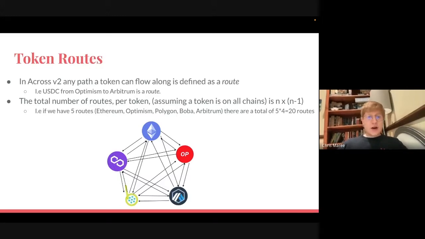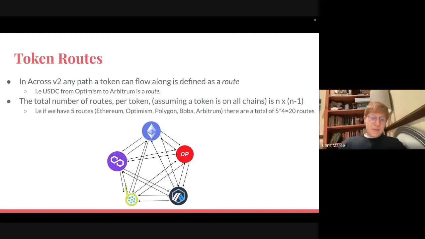So in Across v2, tokens flow across what we call a route. A route is an origin to a destination, and depending on where you're sitting, that can change. If I'm on Optimism, everything else is a destination and Optimism is the origin, right? But if I move to Boba, then Boba is the origin and everything else is a destination.